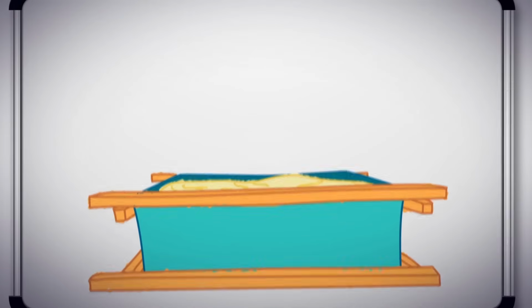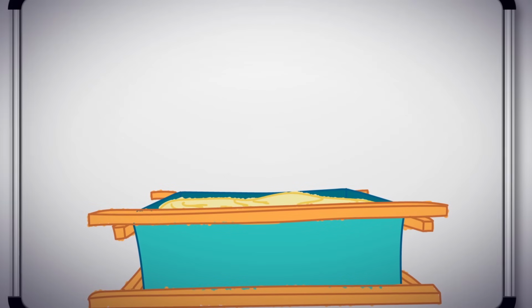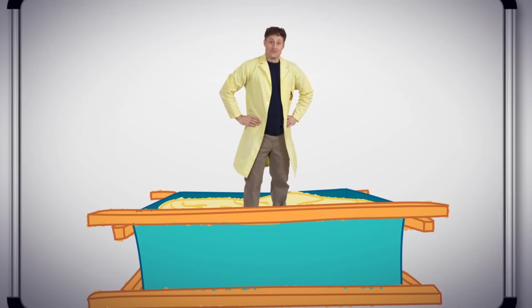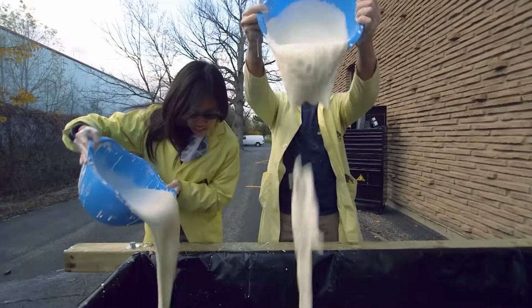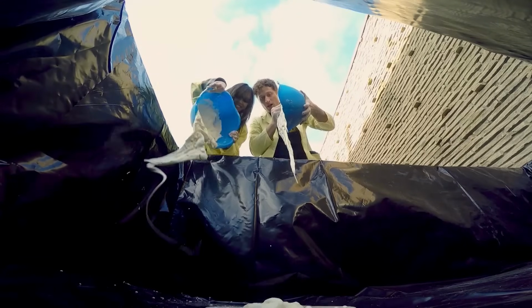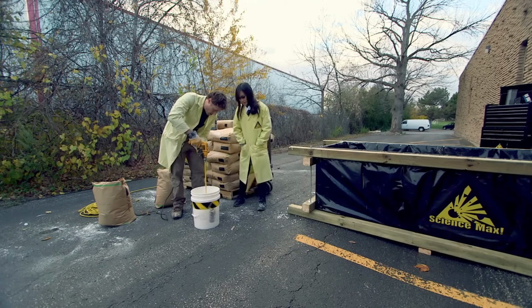So our big experiment is to take a whole lot of cornstarch and fill a trough to see if we can run on it. But mixing it by hand was going to take forever. So Judy and I got a drill with a mixing attachment on the end.